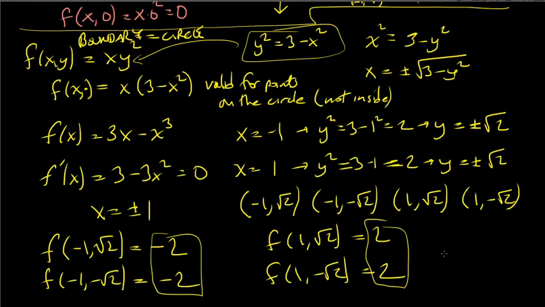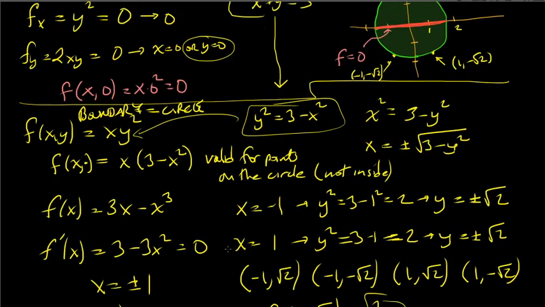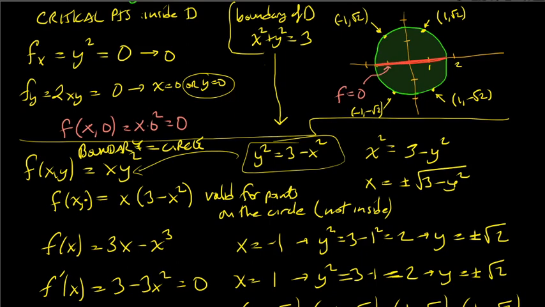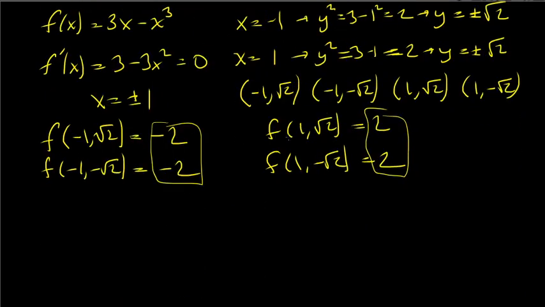We want the maximum and the minimum, right? The maximum would be 2, the minimum would be negative 2. The numbers on the x-axis give you z equals 0, which is right in the middle. So 0 is not a minimum or a maximum.